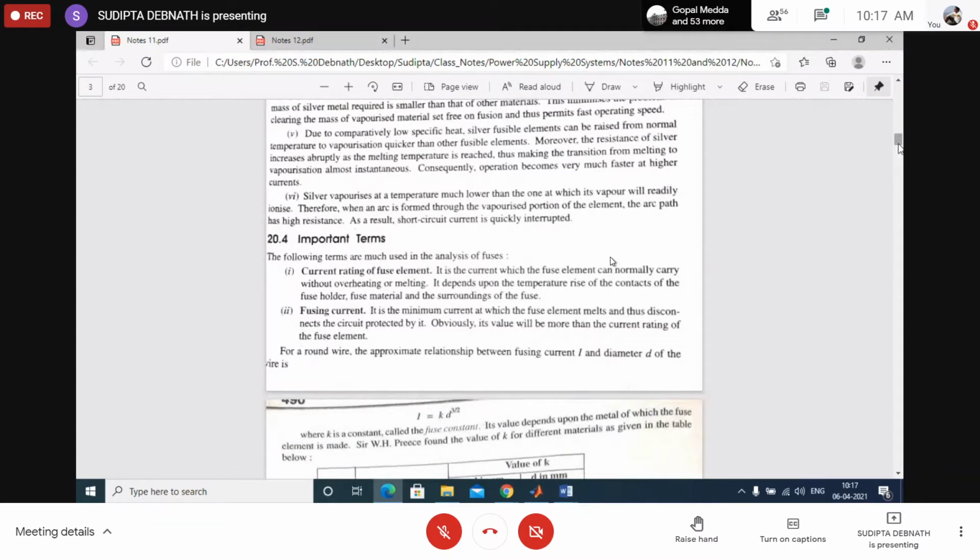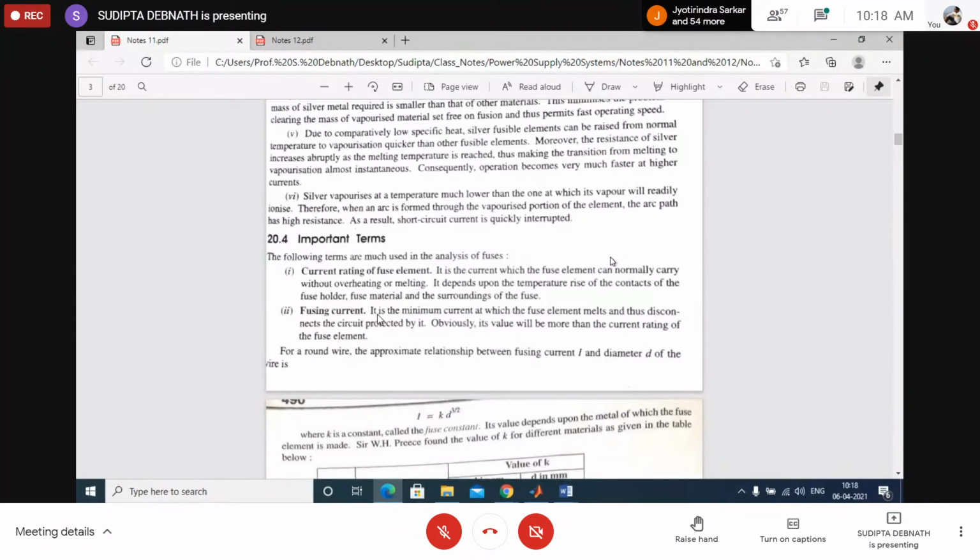See, the current rating of fuse element. What is the current rating of fuse element? It is the current which the fuse can carry continuously without overheating or melting. This is the current which the fuse carries under normal condition. It can carry it continuously.